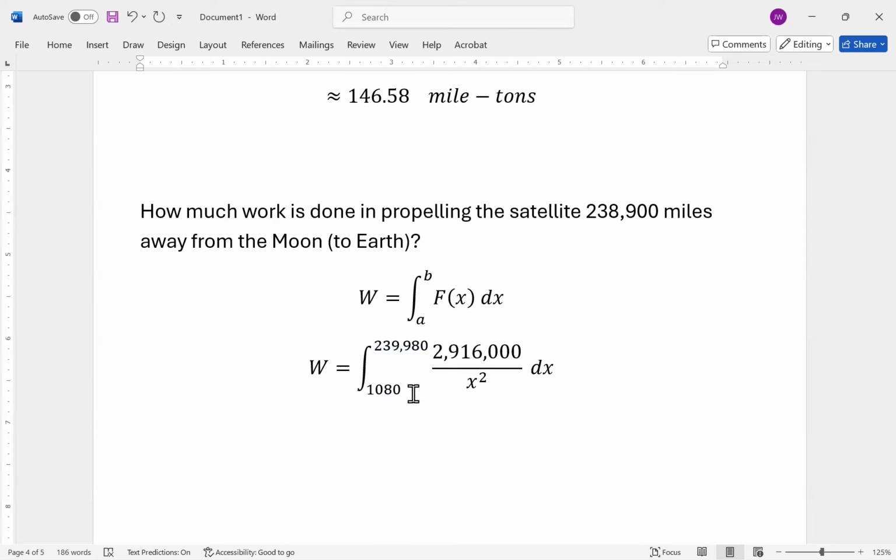This one, again, you can either do by hand, or what I'm going to do is type it into my calculator. As I do that, it'll take my calculator just a second because those are pretty big numbers, but we get, at least this is what I got, 2,687.85 mile tons.